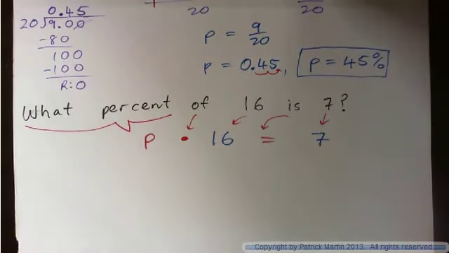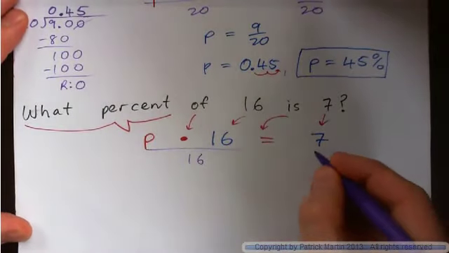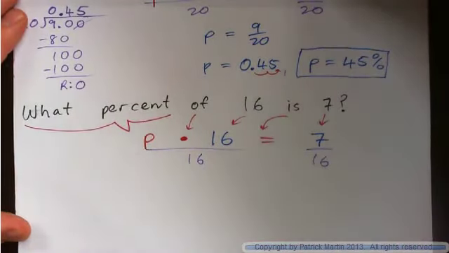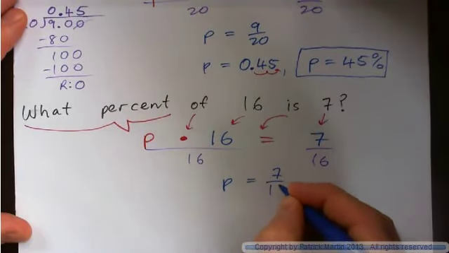Okay. And when you solve that equation for P, you divide by 16. You see? And now you just get P on its own. The percentage is 7 over 16.